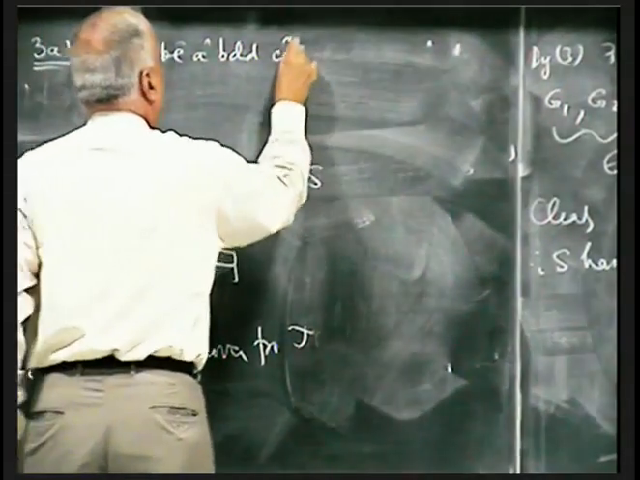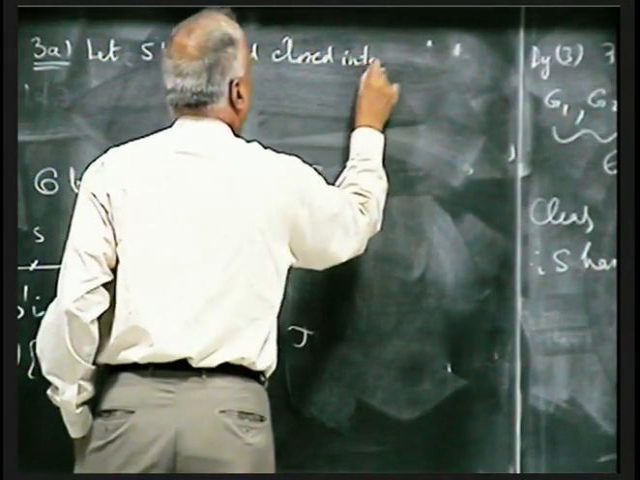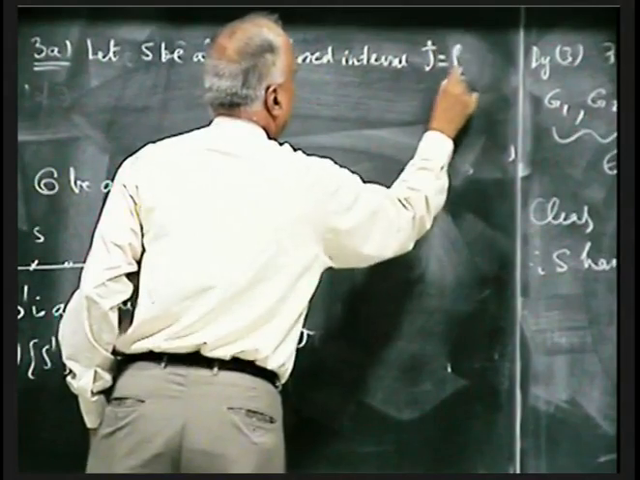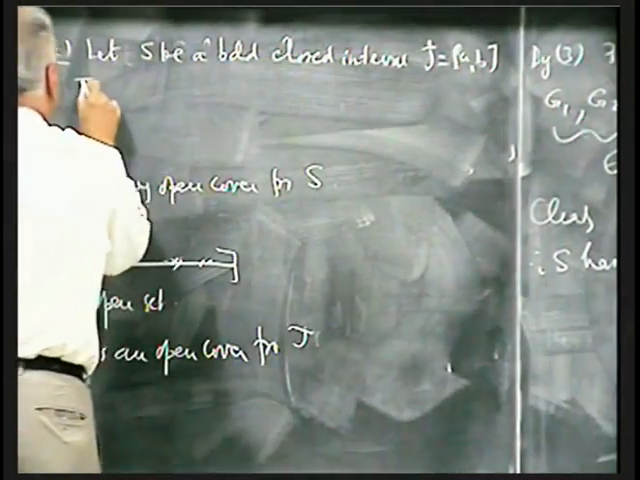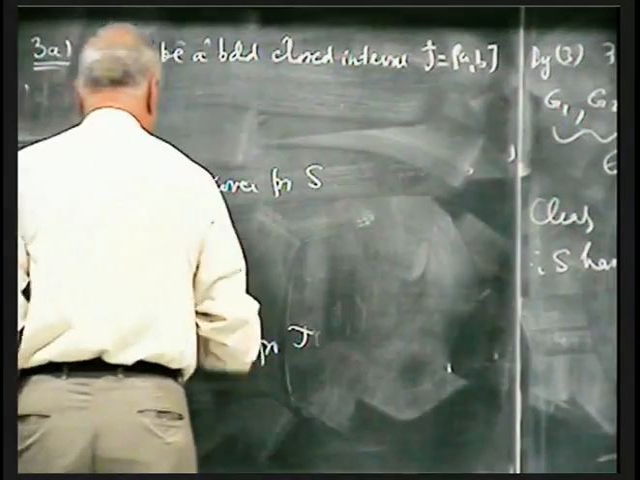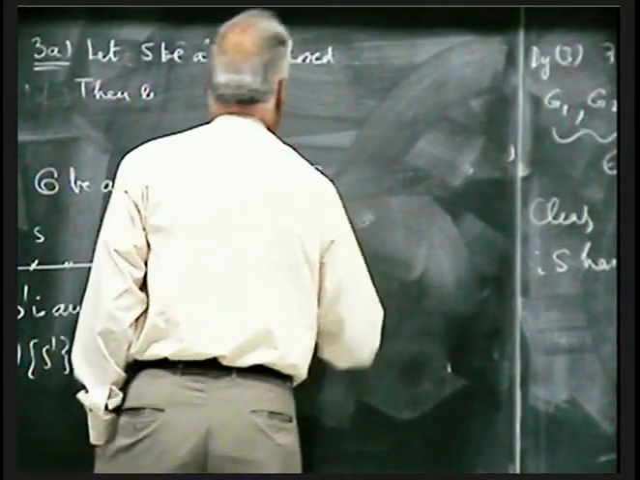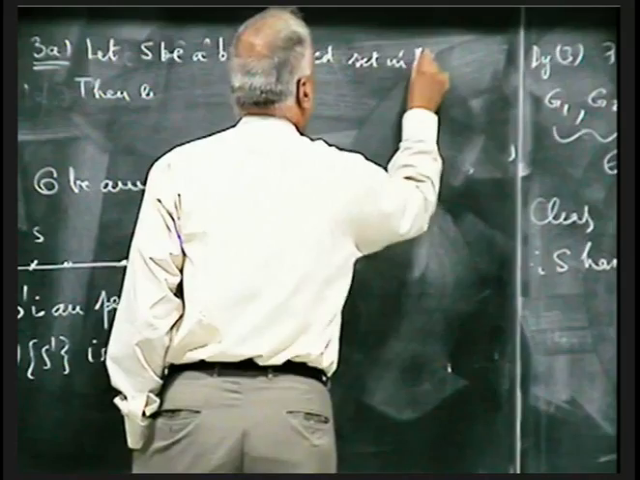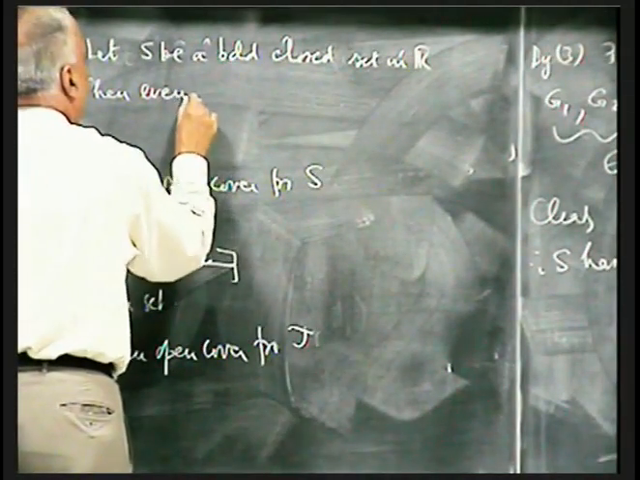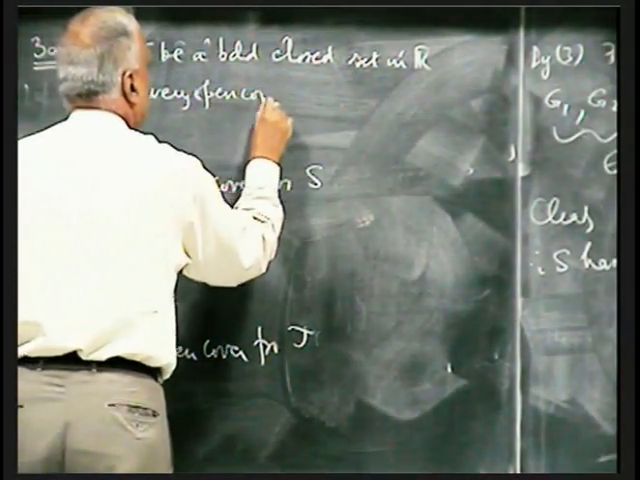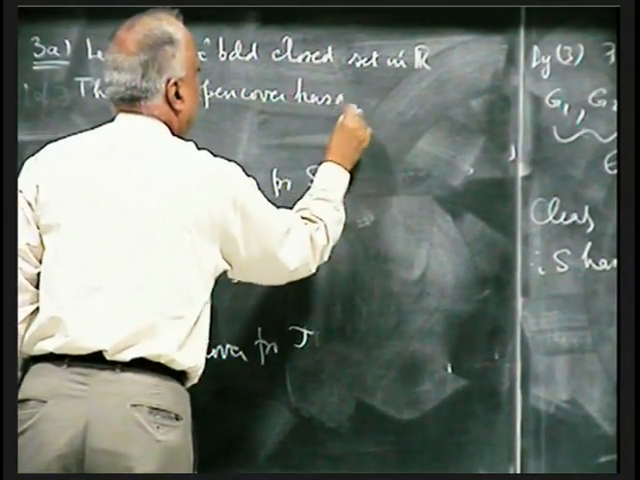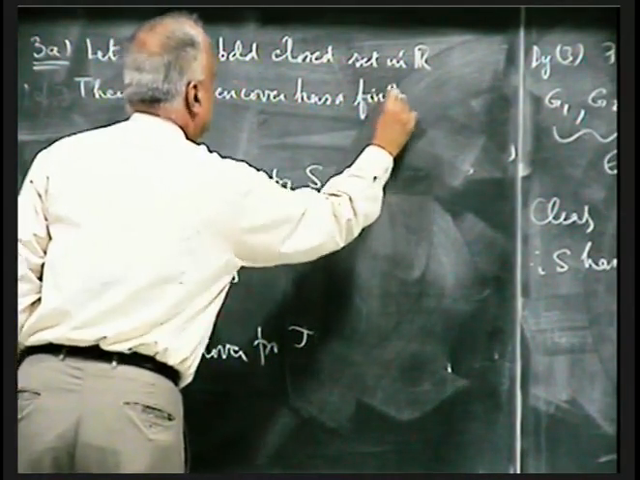So let me now summarize this. The summary is that let S be a bounded closed interval, then every bounded closed set in R, and every open cover has a finite subcover.